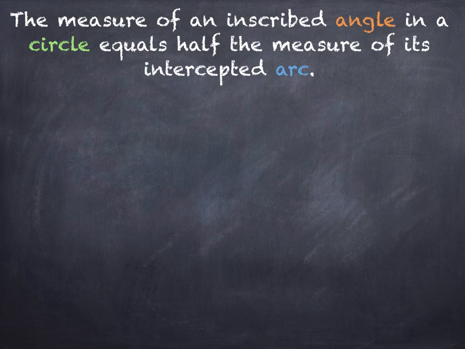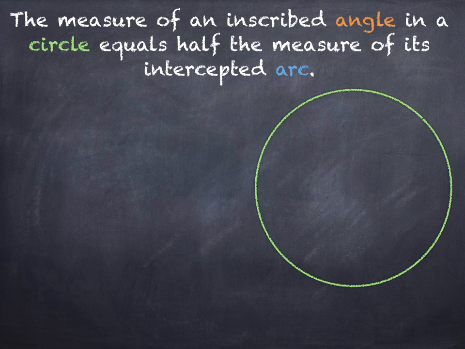This next theorem is not a theorem we will use directly, but we'll need it in order to prove a theorem we will use for the Brahmagupta Theorem proof. This theorem states that the measure of an inscribed angle in a circle equals half the measure of its intercepted arc.